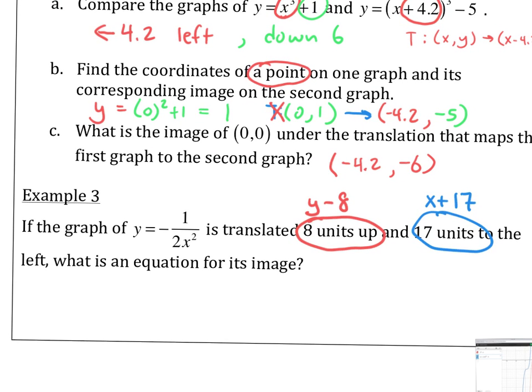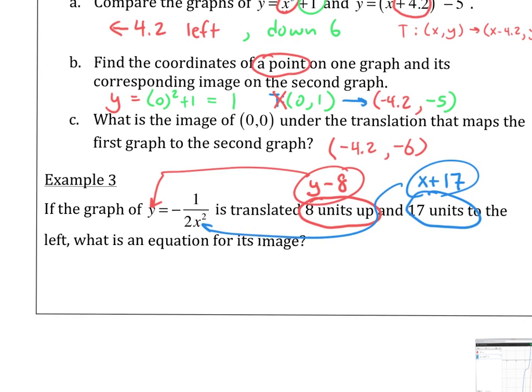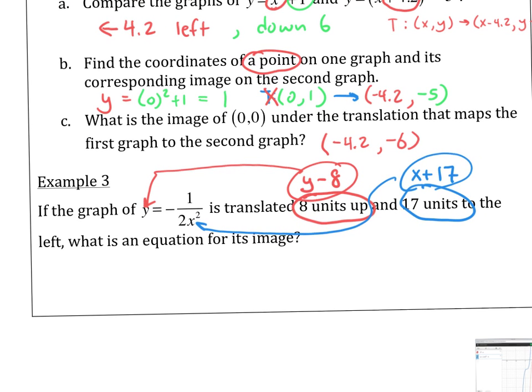So all we do is replace it and then solve. I'm going to take this and substitute it there, and I'm going to take this and substitute it inside the x, inside the x with parentheses and all. So y minus 8 equals negative 1 over 2 times (x plus 17) all squared.